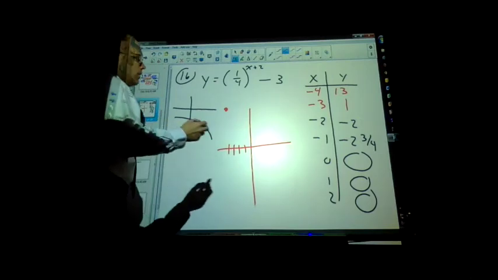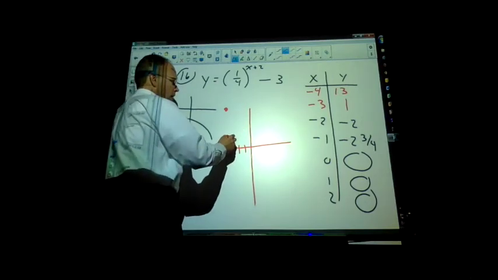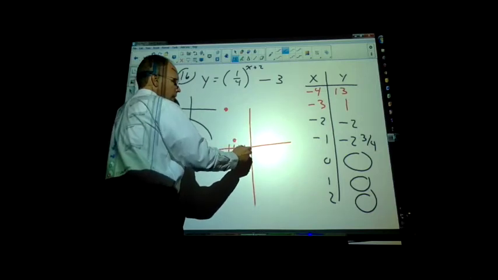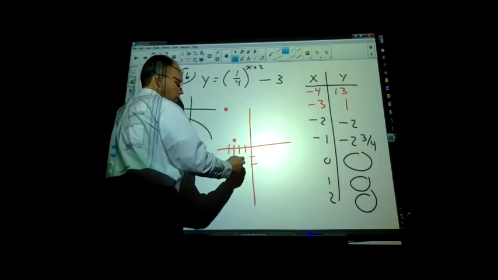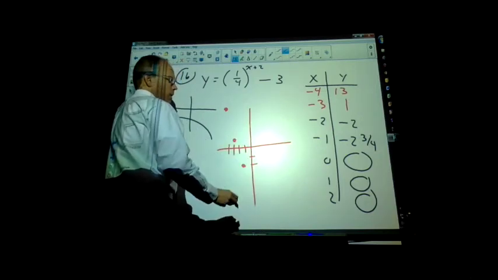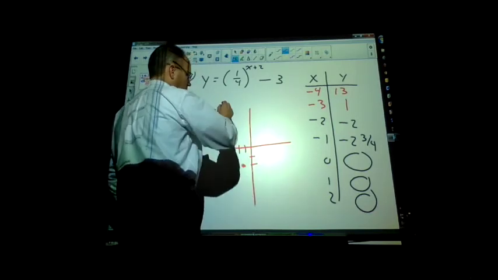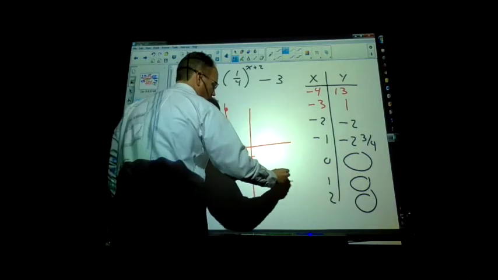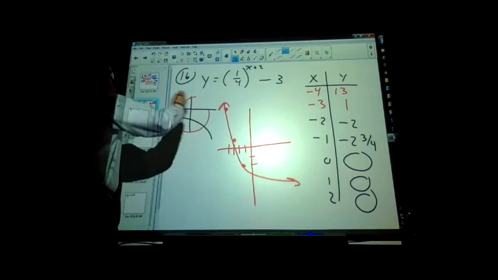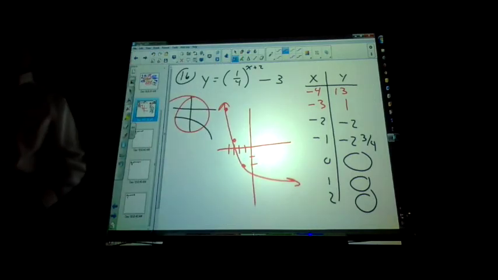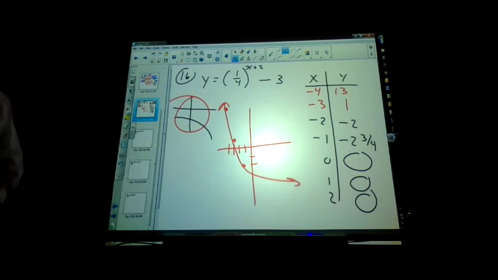Right? -3, 1. -2, -2. 0, I'm not even worried about what's going on with 0, so this is actually doing this. So, my assumption on my graph, I was incorrect thinking it. I just knew I was going with decay, but I didn't realize it was going to be going decay that way.